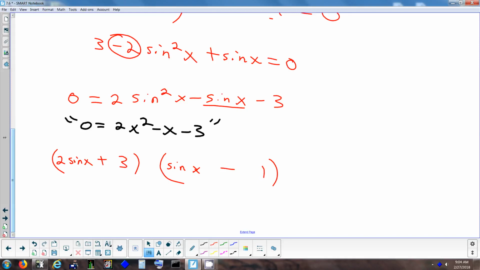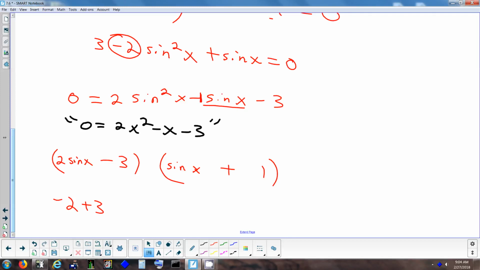So you get 2 sine squared, we already got that. 2 times negative 1 gives me the negative 2. 3 times sine gives me a plus 3. So that gives me negative 2 plus 3. Is that what I wanted in the middle? Because remember, that's like a negative 1 sine x. So what do I have to do to fix that? Put the negative in the first. Yeah, just change the signs.